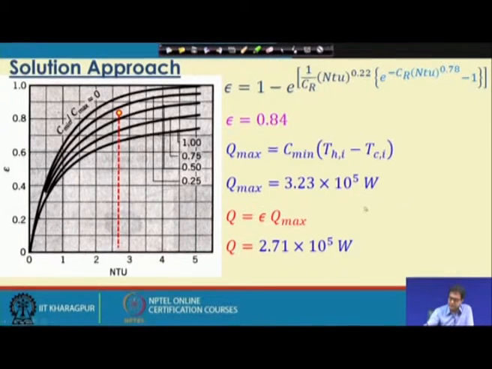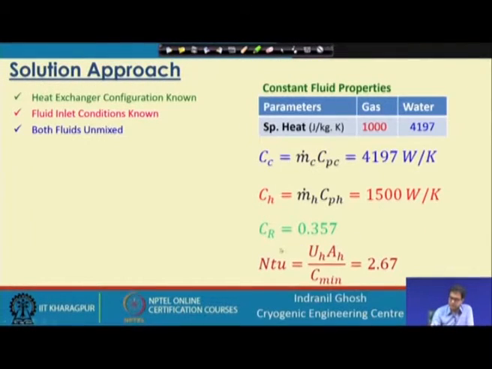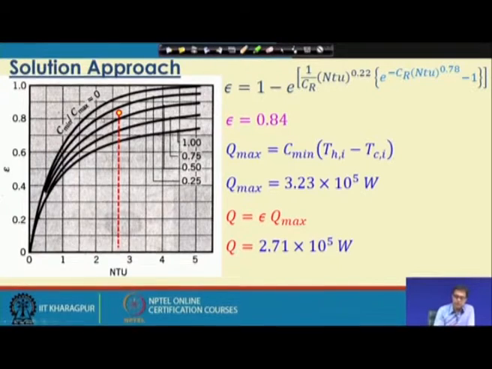In the previous slide we have calculated CR equals 0.357. Now if we go to this 0.357 on this graph, this is for epsilon, CR equals 0, this is 0.25 and this is 0.5. So it will be somewhere in between, and we can find out, say, it will be somewhere like this.